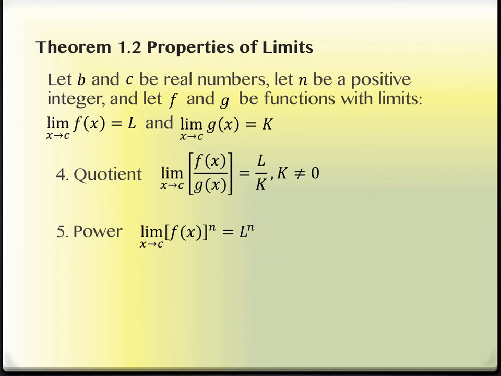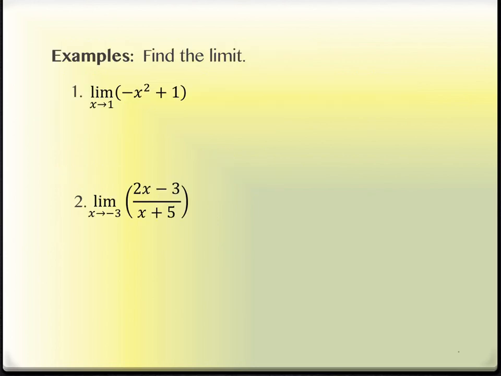Okay, so I'm going to show you all of it with these details, and then I'm going to show you how you can actually work with it because it works so nicely. So here's our first example. The limit as x approaches 1 of negative x squared plus 1. And what I'm going to do first is show you all the details that match up with what we did before on the previous theorem.